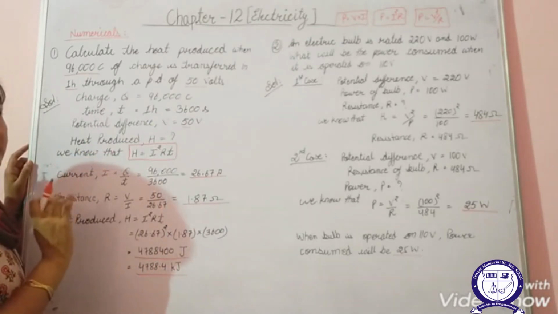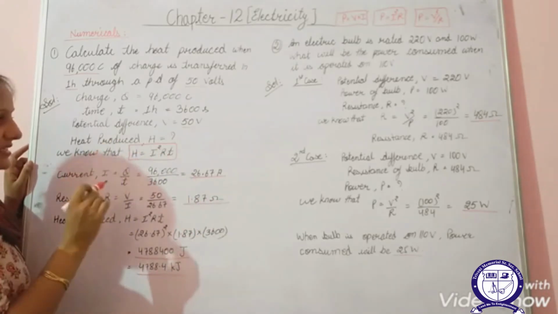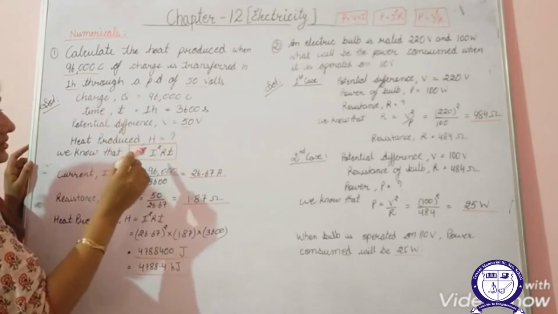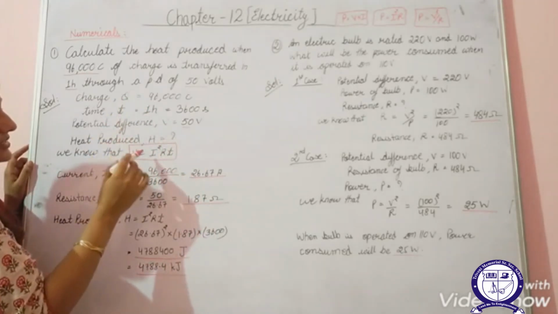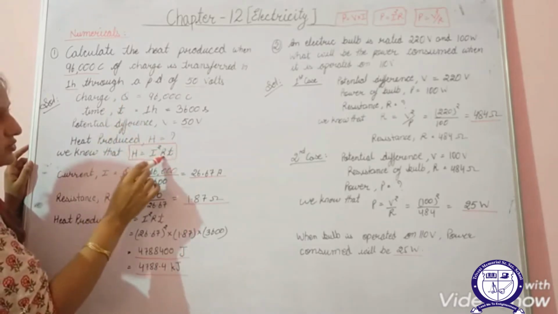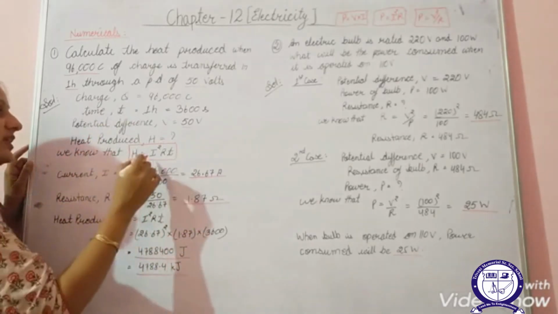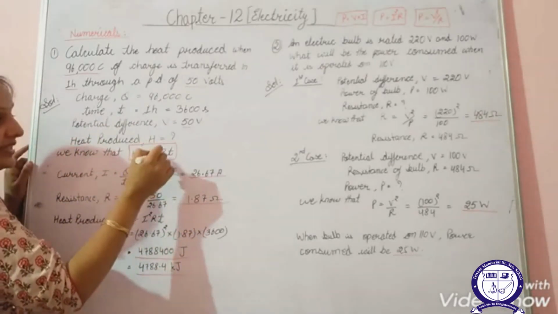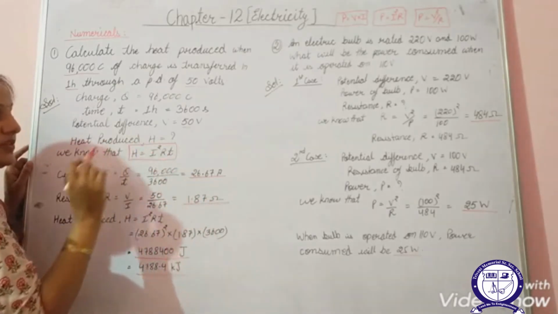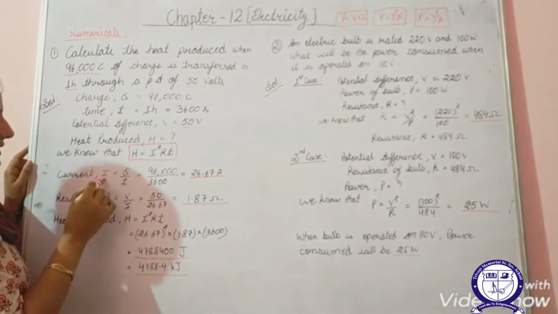The formula of heat that is known to us is H equals I square R T. But if we compare this formula with what is given in the statement of the question, I is there, but I is not given. R is also not with us. Only the time is with us. So first of all, we'll calculate the value of current, then the value of resistance, and then finally we'll substitute their values in the formula to calculate the amount of heat produced.